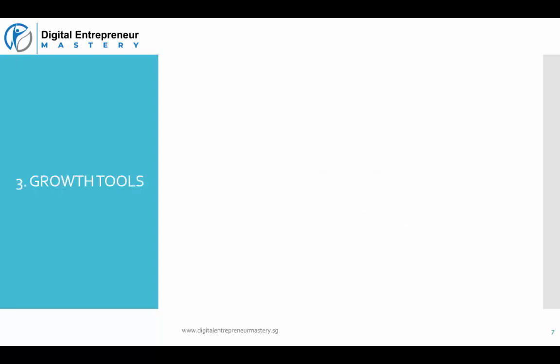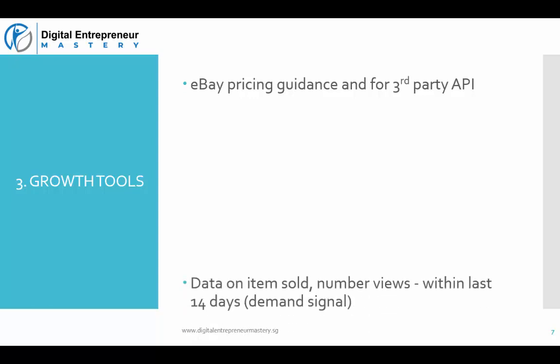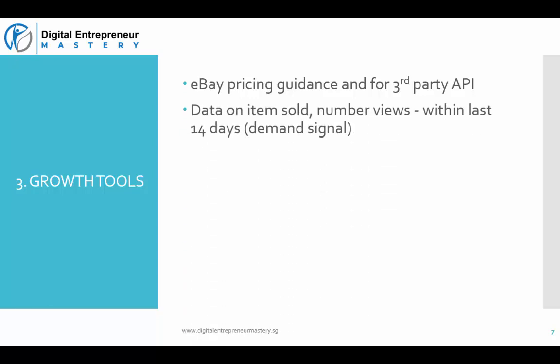Number 3, the growth tools. This basically refers to eBay's pricing guidance on the products that you're selling. Usually eBay will recommend a selling price, and whether you want to change it or not is entirely up to you. Right now they're also releasing more data for third-party APIs, which includes the sold data on an item, such as the number of views within the last 14 days, and how many items were sold. This is basically a demand signal. They call it the demand signal.